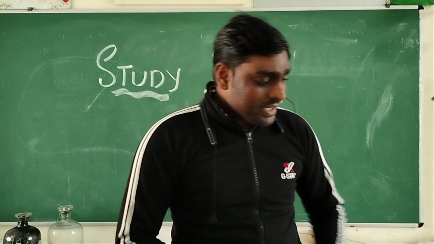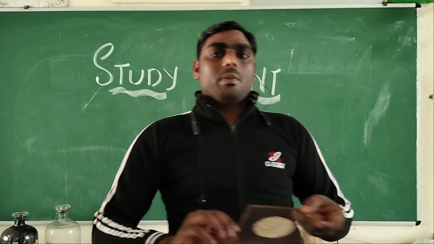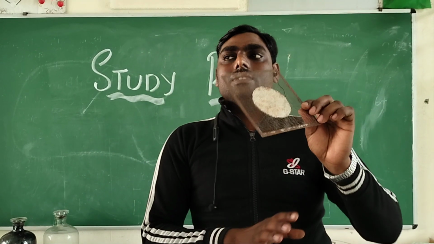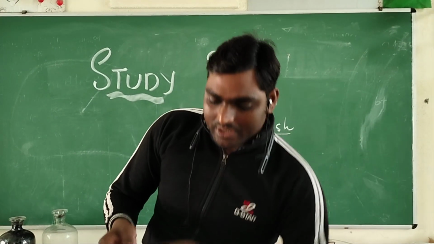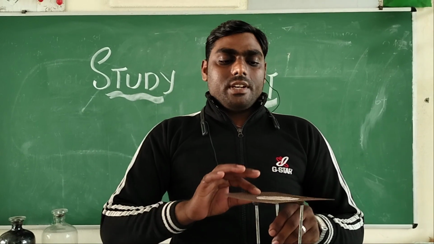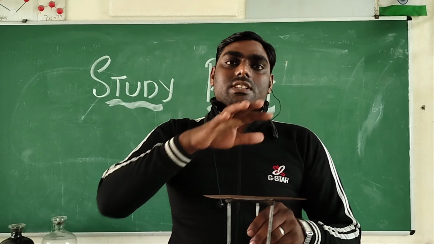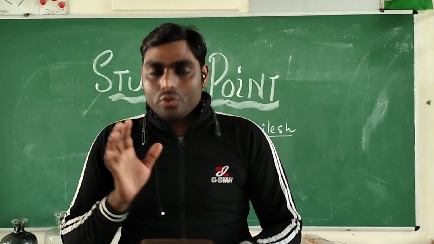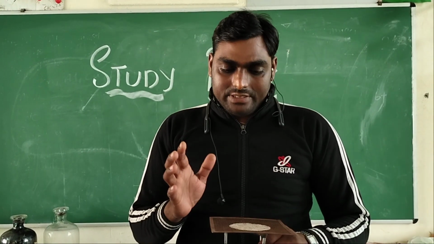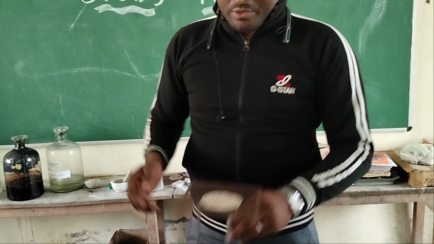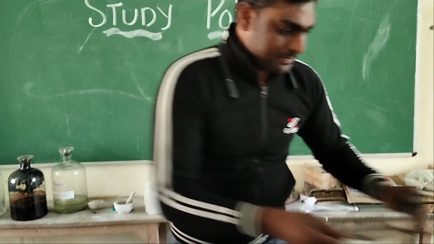For the use of tripod stand, another equipment is used that is known as wire gauge. It is kept on the tripod stand, and after that the different substances which are going to be heated are put on the surface of the wire gauge. We should not heat any substance directly with the flame. We should keep it on the wire gauge. After that we should start the process of heating.